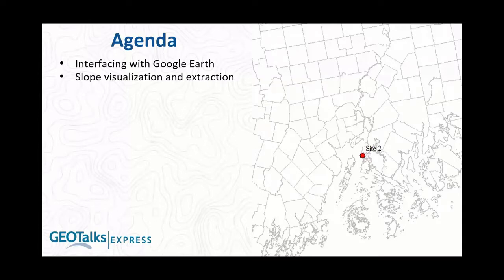We'll talk a little bit about terrain. We're going to do some visualization and extraction of terrain, specifically with some slope data. We'll also generate a mesh from terrain, bringing in a terrain layer and generating a vector mesh from that data.